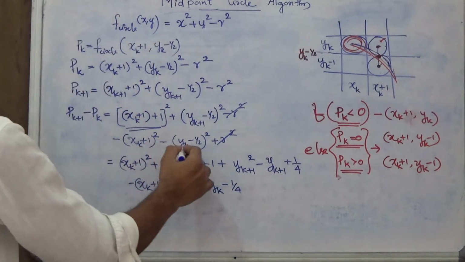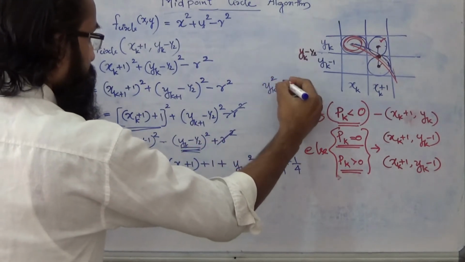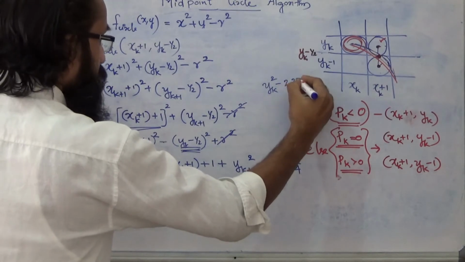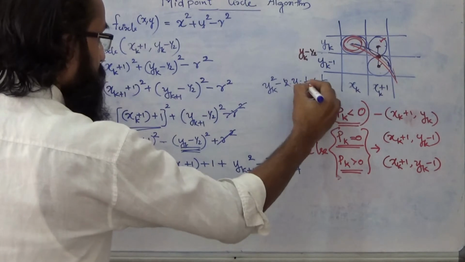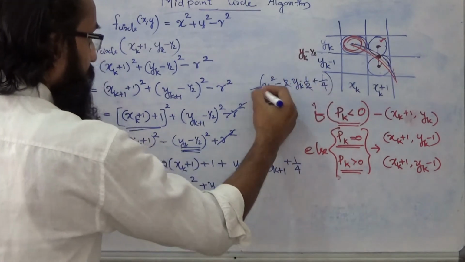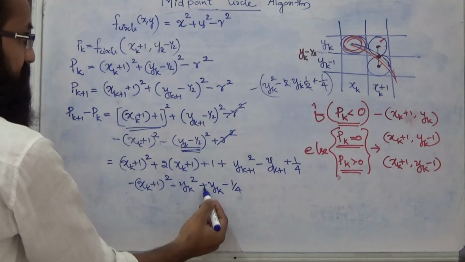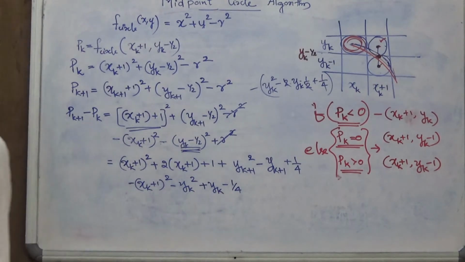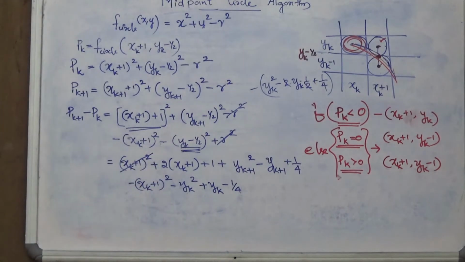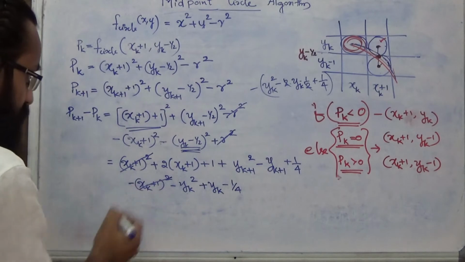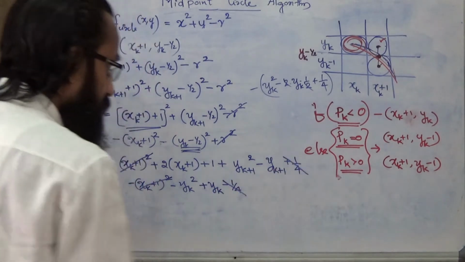So you can expand this one. If you expand this term, you will be getting yk² minus 2 into yk into 1/2 plus 1/4. So this gets cancelled. And if you take minus of this term, you will be getting minus yk² plus yk minus 1/4. Now you can cancel plus (xk + 1)² and minus (xk + 1)². You are having minus 1/4 and 1/4.